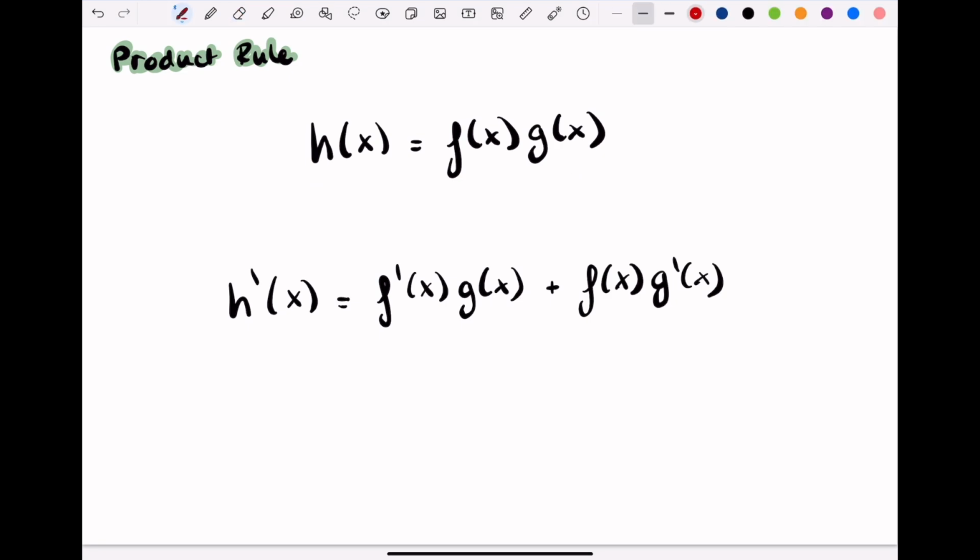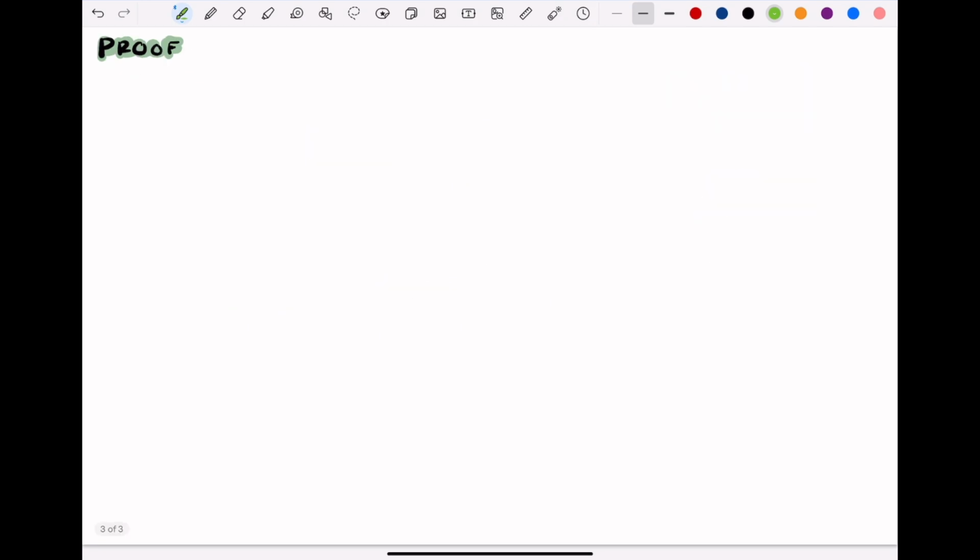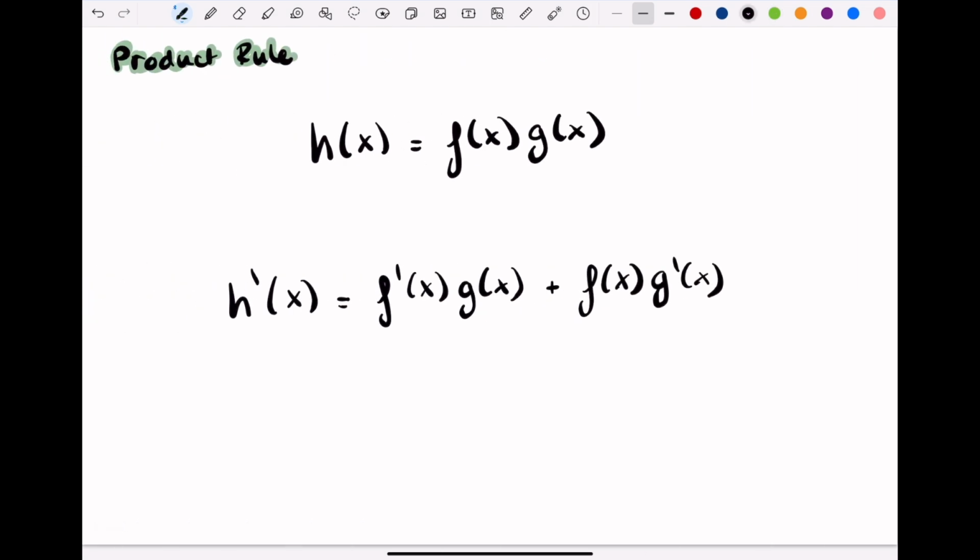So for example, a function that we would apply the product rule to would be if h of x is equal to ln x times e to the power of x. This would be our f of x, and this would be our g of x. Another example would be if h of x is equal to e to the x times 3x plus 5. Again, e to the x would be our f of x, and our g of x would be 3x plus 5. Now let's get to proving this rule right here.